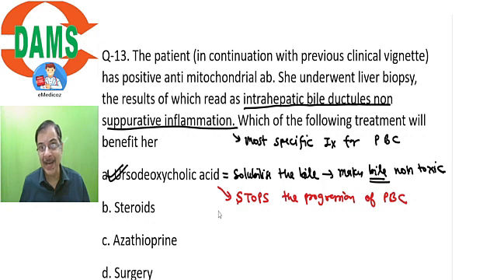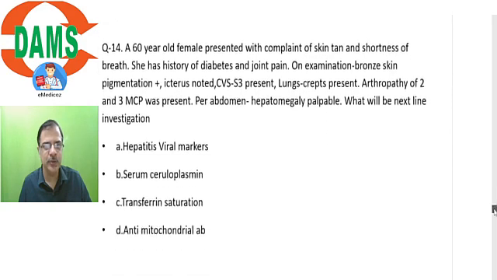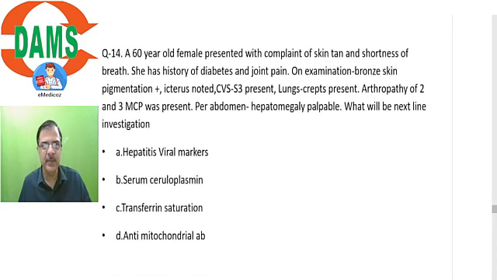Steroid will be used for alcoholic hepatitis. Azathioprine will be used for autoimmune hepatitis. Now, come to the next one. So we move to the next set of clinical scenarios. Let me see who can give me the correct answer here.